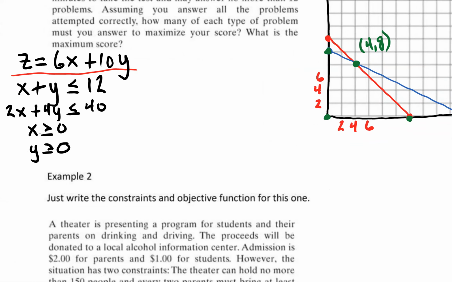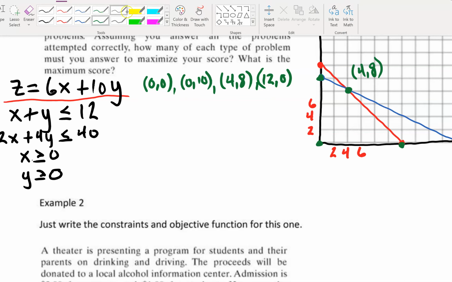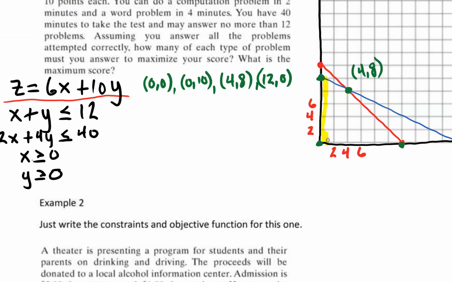Now what I want to do is list my values. So obviously I have 0, 0. I'm going to have this one, which was 10. So 0, 10. I'm going to have 4, 8. And I'm going to have 20, no, what was it? 12, sorry, 12, 0. And remember, the area that we are interested in for this one is this area right here. So it's all that area in there.